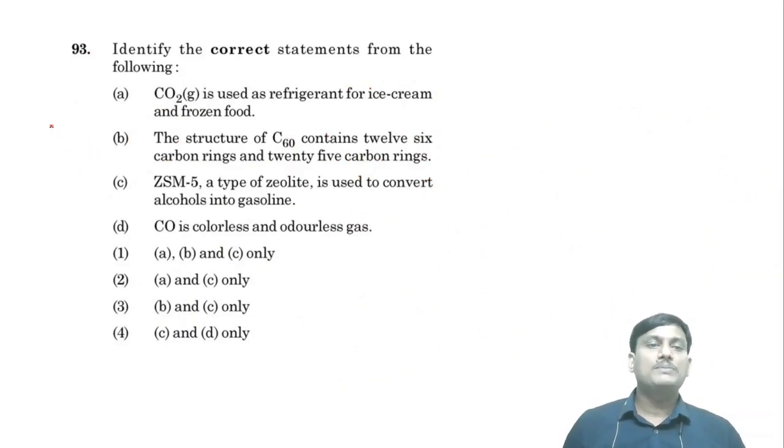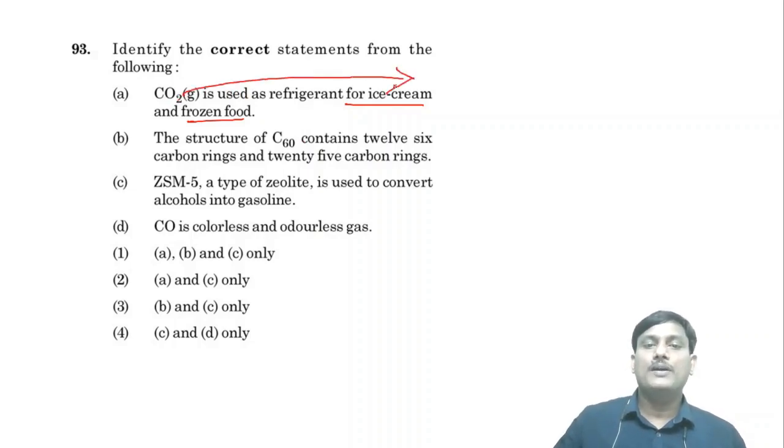Identify the correct statement from the following. The first statement is CO2 is used as refrigerant for ice cream and frozen food. Generally we think that CO2, carbon dioxide, is used as a refrigerant for the preparation of ice creams and frozen food, but it is not true. When you use CO2, the food or ice cream will become sour in taste.